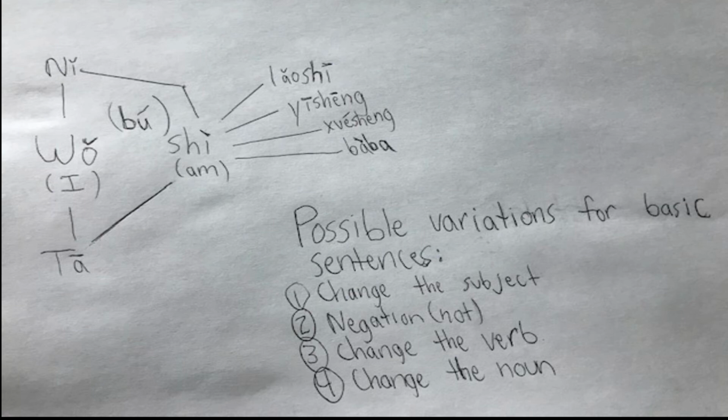And number 4, change the noun. So you could change the person or place or thing that you're using at the end of the sentence for these basic sentences. So for example, we use teacher, dad, student, words like that. So you can change up those words to add a little variation and expand your vocabulary.